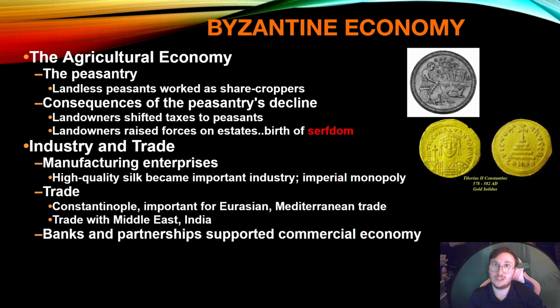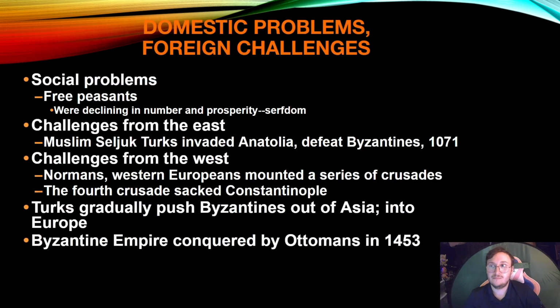And Constantinople was an important trade market for the Eurasian Mediterranean trade, and Constantinople does trade with the Middle East, India, and as far as China. This is also going to be the kind of birth of the modern banking system in Europe, and partnerships and banks supported the commercial economy during the time.